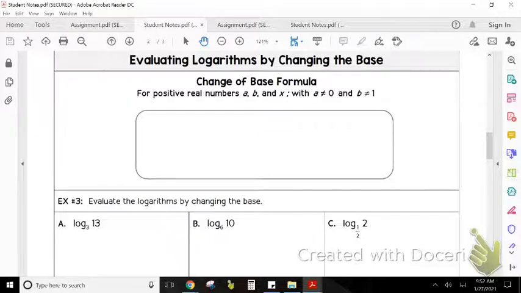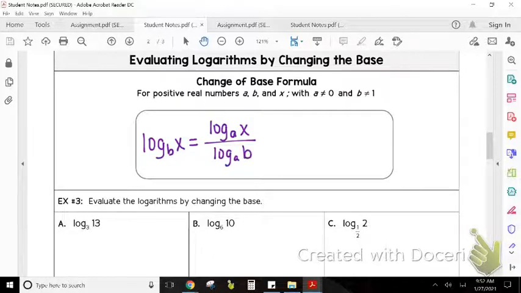So if we have this problem, let's say it's just log base b of x, we can change it to base a by saying we're going to take log base a of x over log base a of b. Or if I wanted to put it in my calculator and use my log button, I could say it's log base 10 of x over log base 10 of b. Or I could use natural log, so it would be natural log of x over the natural log of b. Just depends on what base we need.